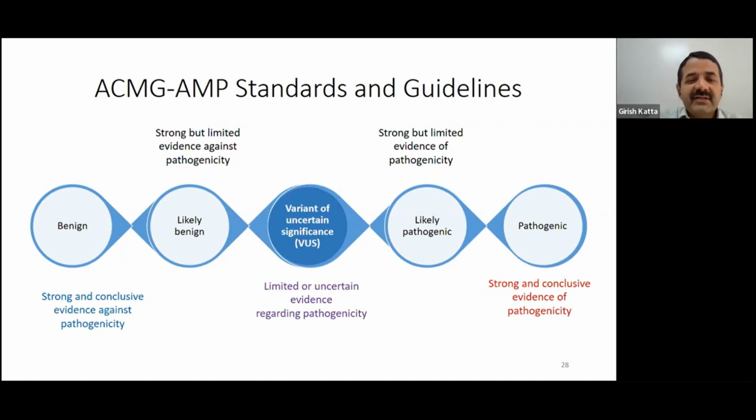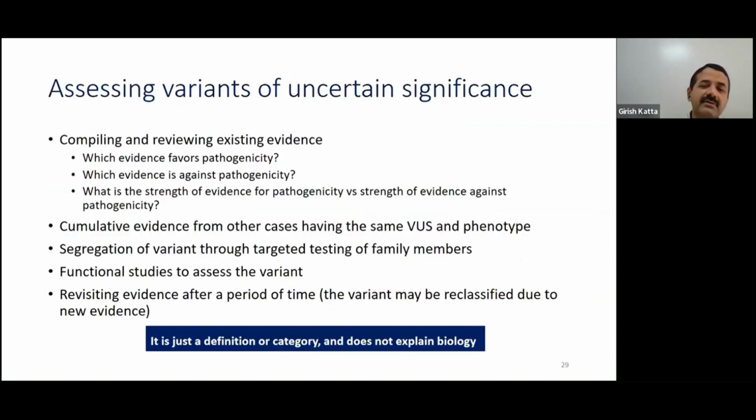I am very sure it is frustrating for every lab, the clinician, and even the patient to get reports of VUS, but what are they? Where there is not enough evidence for pathogenicity of the condition. So, how do we assess the variants of unknown significance? How do we do this?